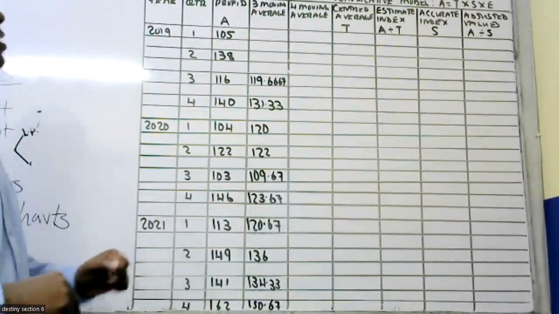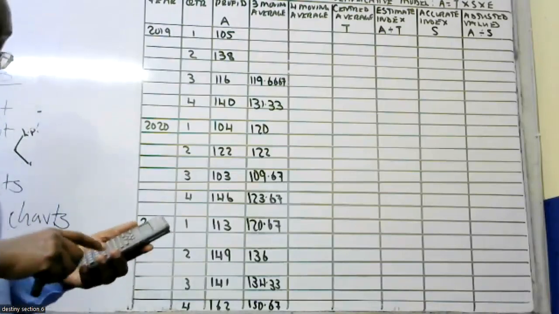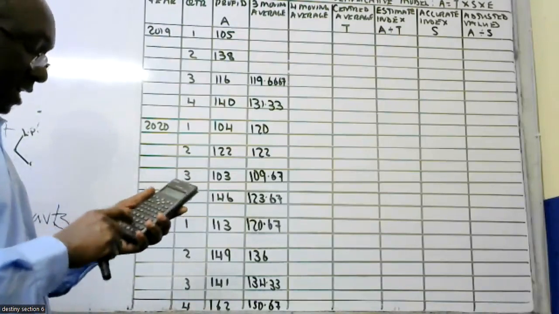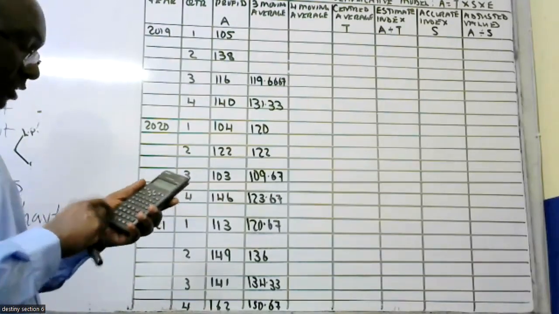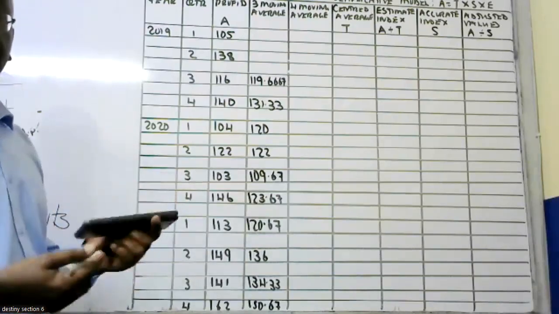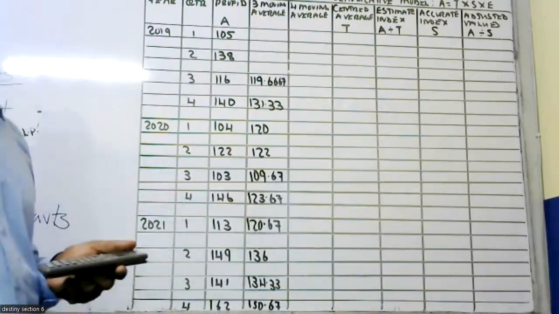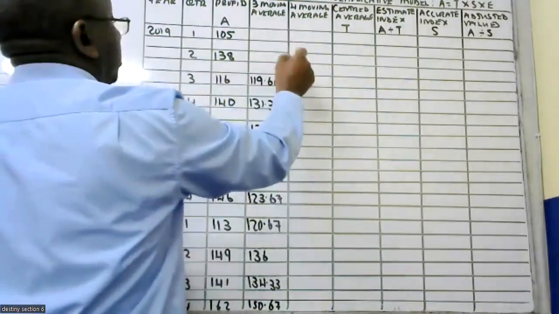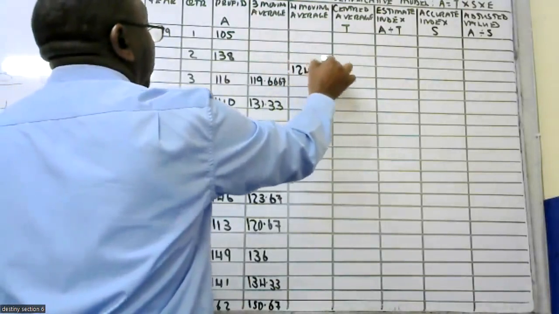Let's do the 4 moving. So 4 moving, you take 4 values. So 105 plus 138 plus 116 plus 140 equals, divide by 4. And that value huwa unaandika at the center of those 4. So sasa itaandikwa kwa hii line 124.75.